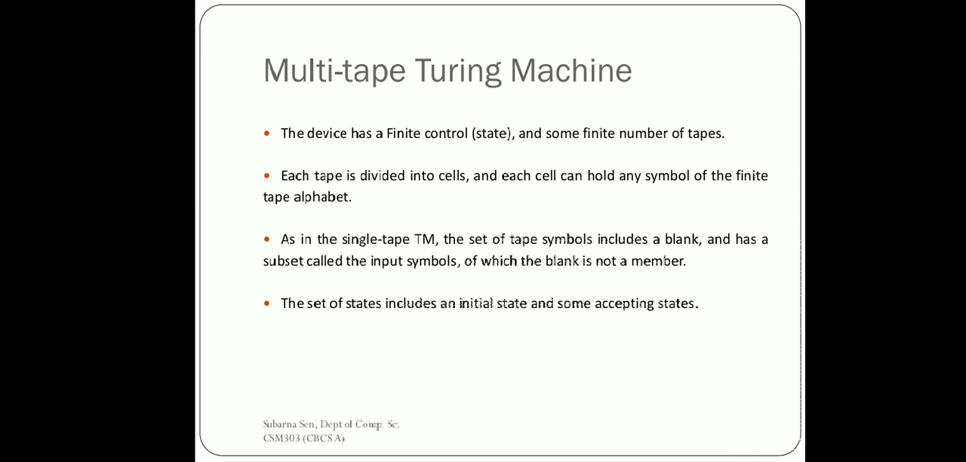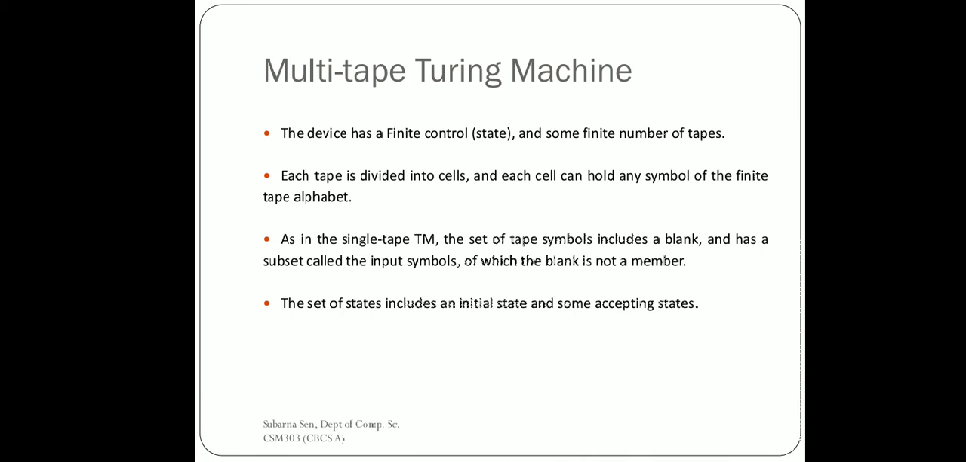Now each tape is divided into cells. We know that each tape is divided into different cells, the input string remains there, and the rest of the cells are filled up with blanks. Here the same thing will also occur. Every tape will be divided into cells, and each cell can hold any symbol of the finite tape alphabet. We know that whatever the input alphabet symbols are, we have to place them in the cells of the tape, right?